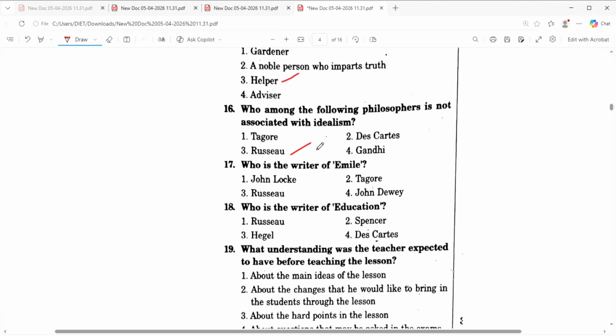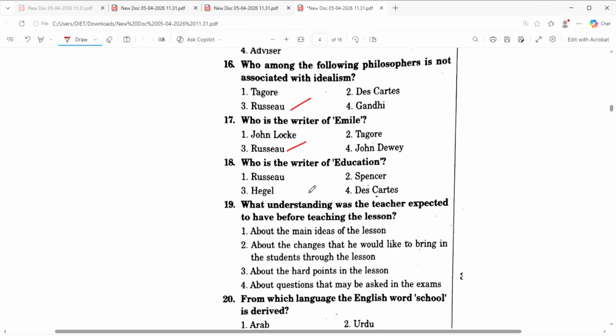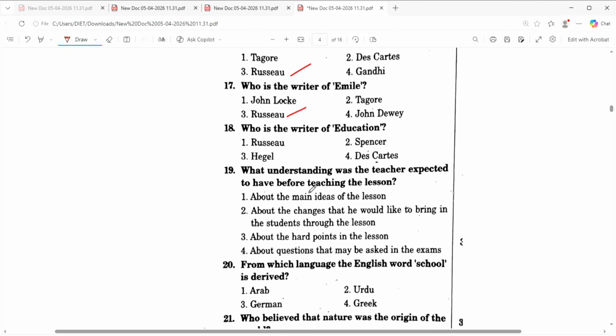Who is the writer of the book Emile? John Locke, Tagore, Rousseau, John Dewey. It was written by Rousseau, who said go back to nature. Who is the writer of the book Education? Rousseau, Spencer, Hegel, Descartes. The answer is Spencer.